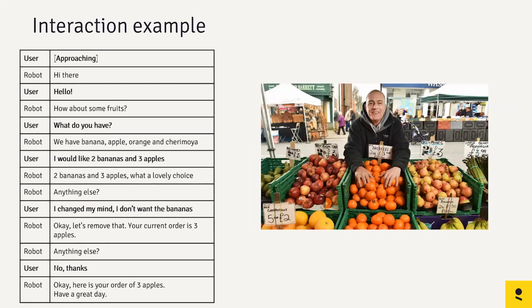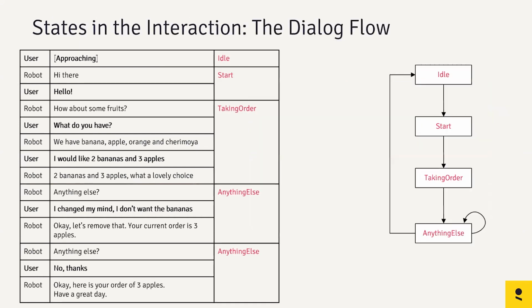Okay, so if we want to build an interaction, we have here a fruit seller. We want to build a robot fruit seller. Then we see the example on the left. This is an example that we have as a tutorial on the website, if you want to try it out. What we do basically is try to identify what are the different states that we go through in this interaction. Well, the robot is in an idle state first, waiting for a customer. Then we go into some start or maybe a welcome state. And then we have a taking order state. And then an anything else state where we want to see if the user wants something more. The user can add or change their order until they say no and go back to idle.